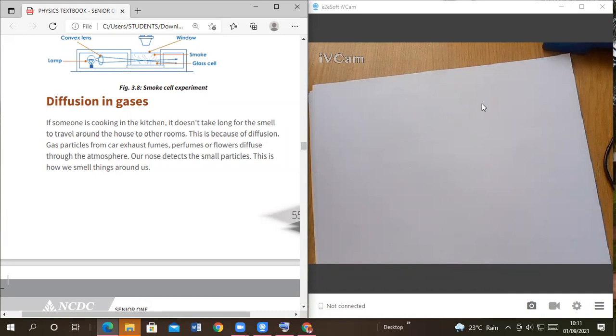I'm trying to connect my camera here. Very fast. Come on, very fast.